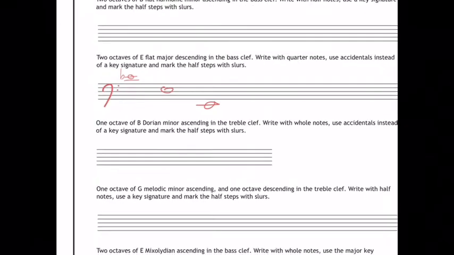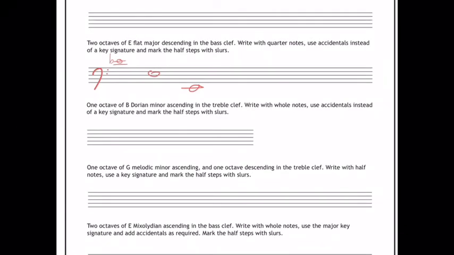Okay, make sure you leave enough space vertically and horizontally on the staff to do it all. 1 octave of B Dorian minor, ascending in the treble clef, and then 1 octave of G melodic minor ascending, 1 octave descending in the treble clef. Often when they ask you for a melodic scale, they will ask you for the ascending and descending to demonstrate that you understand that it's raised out of the key signature going up, put back in the key signature going down, etc.